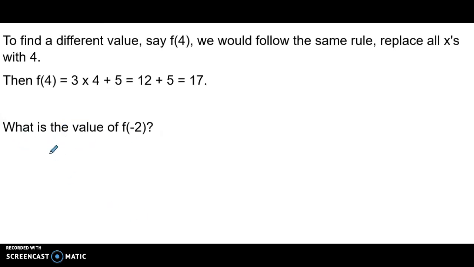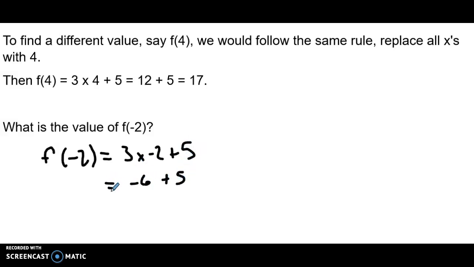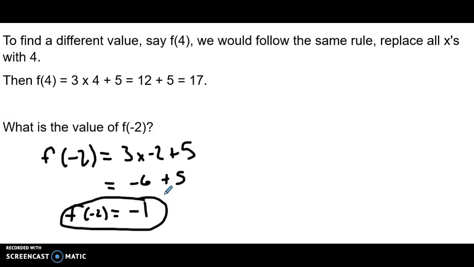So f of negative 2, we're just going to replace all of our x's with negative 2. So f of negative 2 is equal to 3 times negative 2 plus 5. 3 times negative 2 is negative 6. Add 5. And f of negative 2 then becomes equal to negative 1. And that is our final answer for f of negative 2.